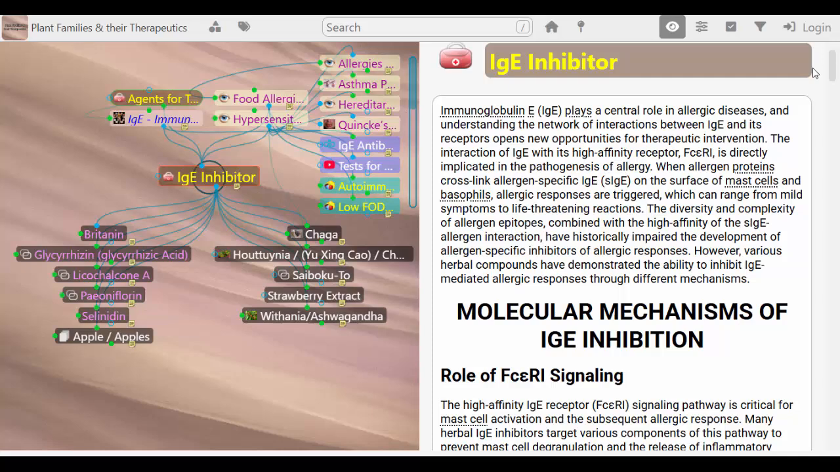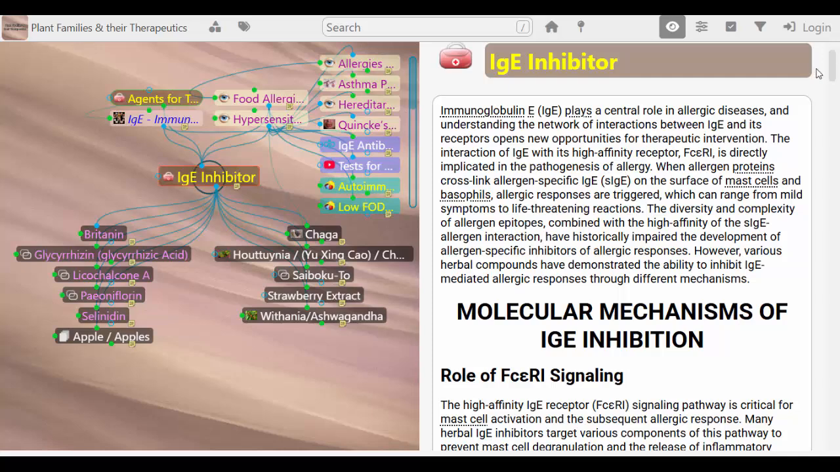The diversity and complexity of allergen epitopes, combined with the high affinity of secretory IgE-allergen interaction, have historically impaired the development of allergen-specific inhibitors of allergic responses. However, various herbal compounds have demonstrated the ability to inhibit immunoglobulin E-mediated allergic responses through different mechanisms.